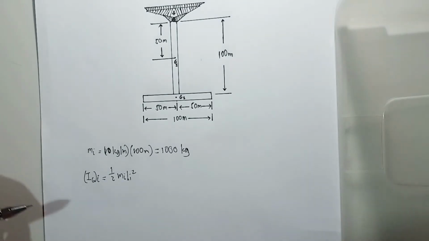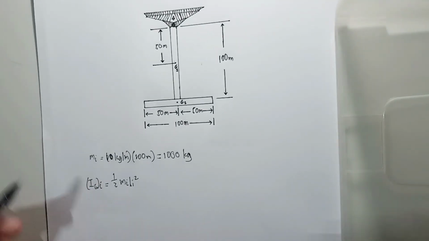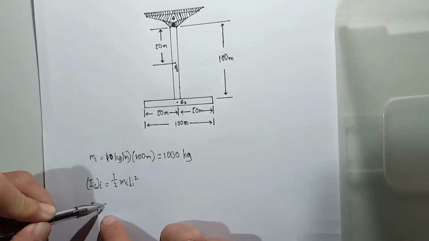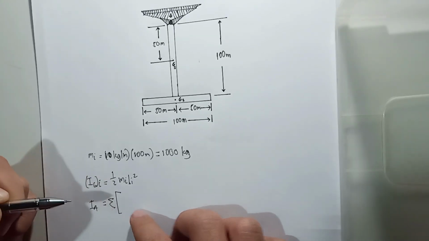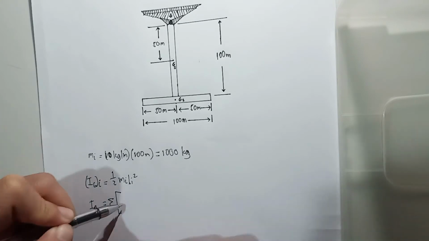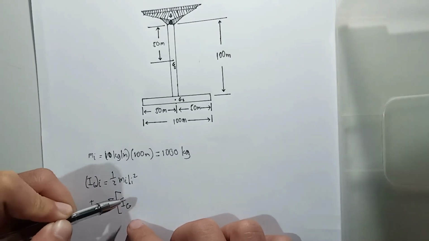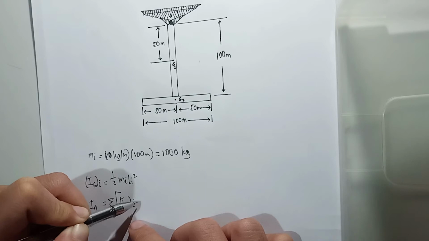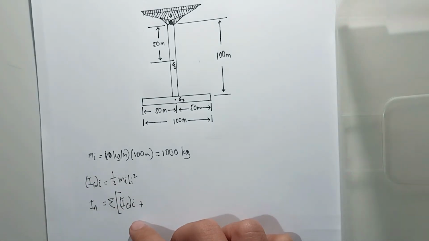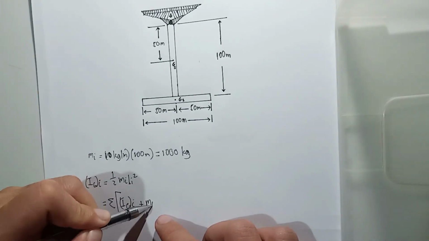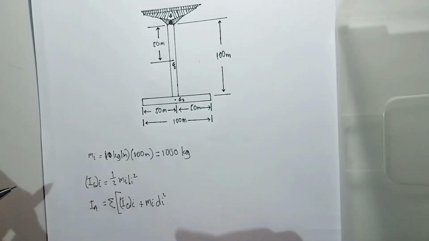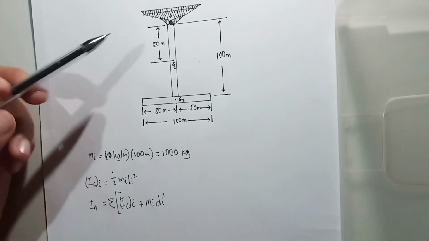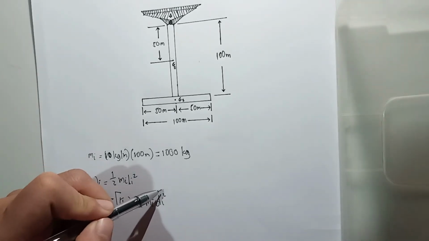So to determine the axis perpendicular to the page and passing through point A, Ia is equal to the summation of Ig plus m d squared, or mass times distance squared. This is the distance to the center of gravity.